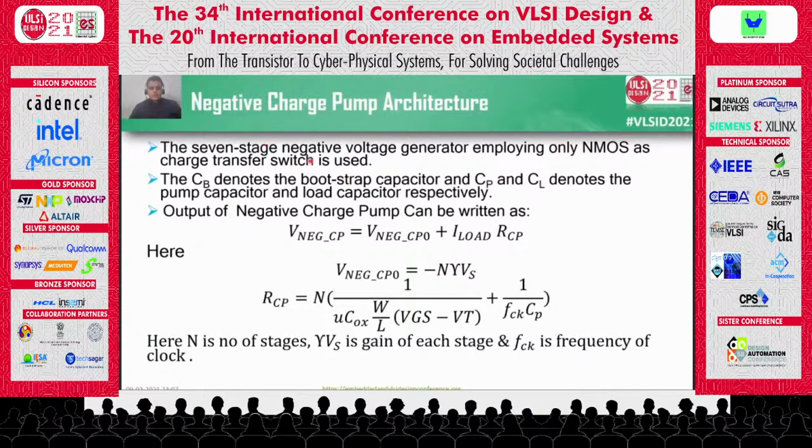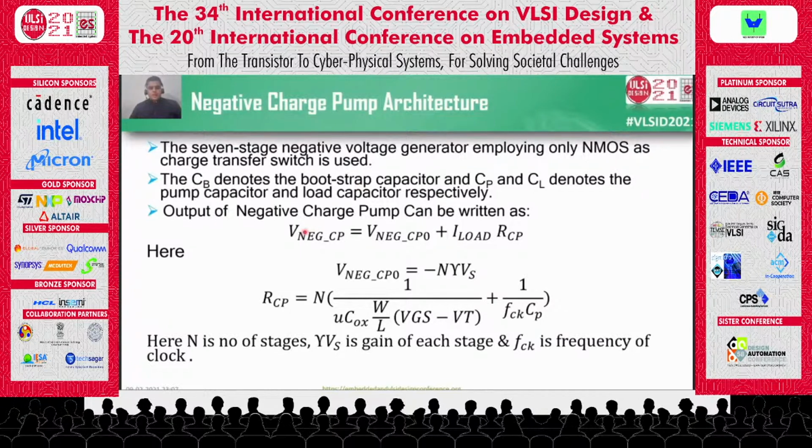We have used 7 stages for the negative voltage generator, employing only the NMOS as transfer switches. CB denotes the bootstrap capacitor, and CP and CPL denote the pump capacitor and load capacitance respectively.